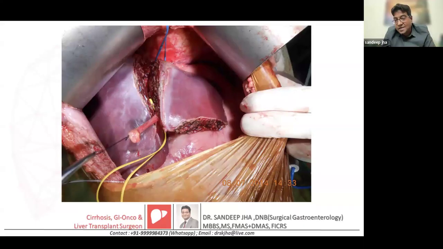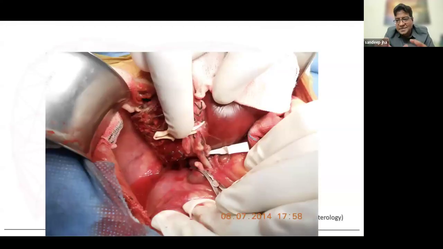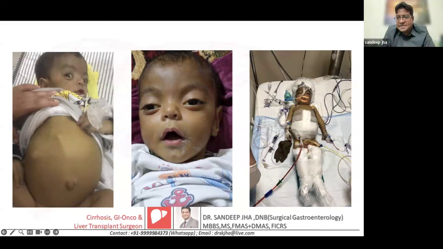her liver could not fit into his body. So we had to cut down the size, and this is how we divided the liver to make it small inside the child. And this is how it was looking when it was fitted inside the child. In this picture also you can see the liver is looking so big for the small tummy of the child. And this was the child after the transplant, immediately after. This was before the transplant, and this is after the transplant.